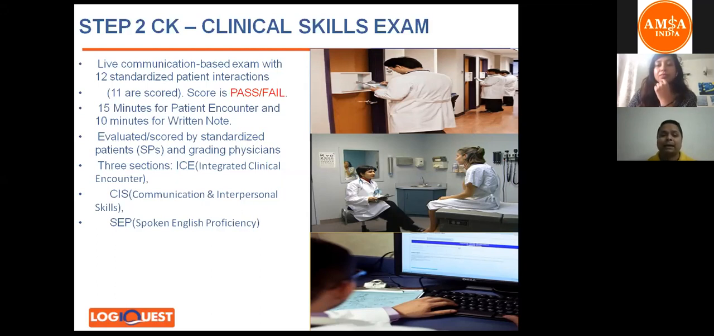which is why CIS is the only danger factor here. Rest, I'm sure you guys will excel in the ICE and spoken English proficiency. I don't have any doubts on you guys, right?